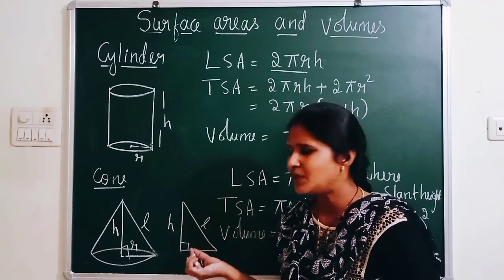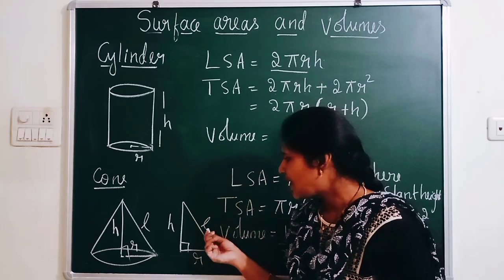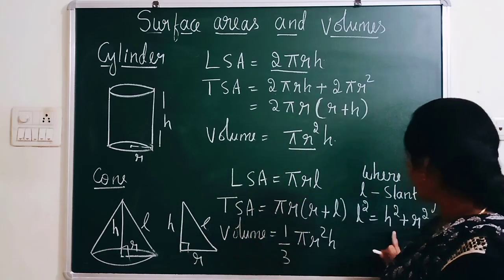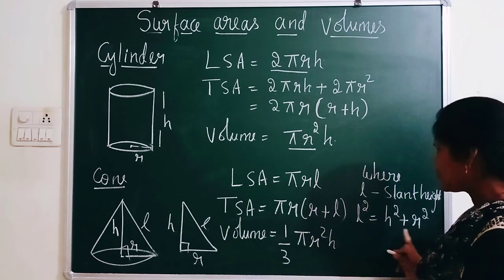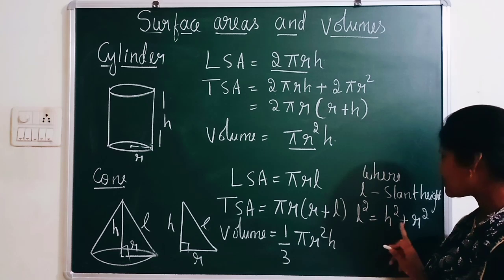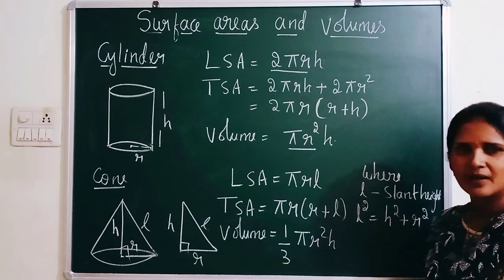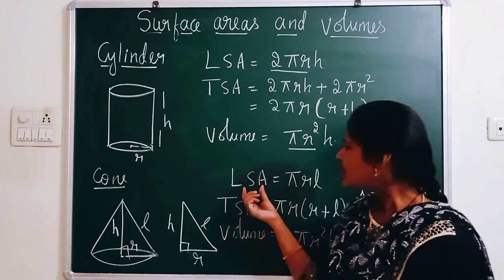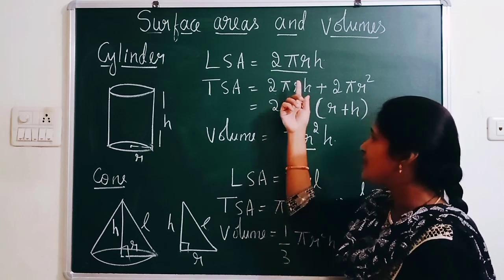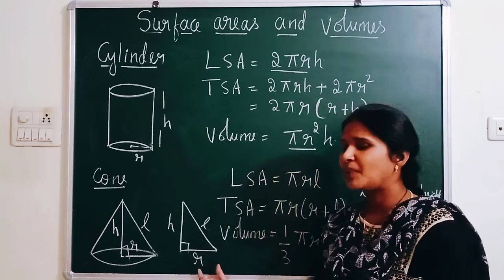What is the relationship between L, H and R? Apply the Pythagoras formula. So what is this? Hypotenuse. L square equals H square plus R square. So L is the slant height, where H is the perpendicular height and R is the radius. Now, lateral surface area equals pi r L. As I said here, remember, perimeter of base into height, that you can apply in the cone.